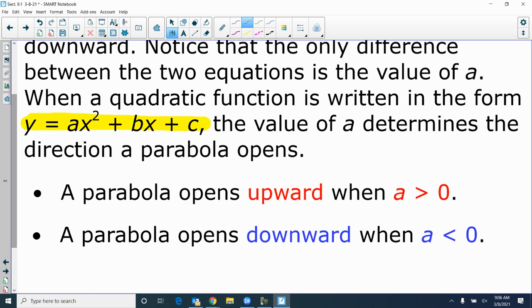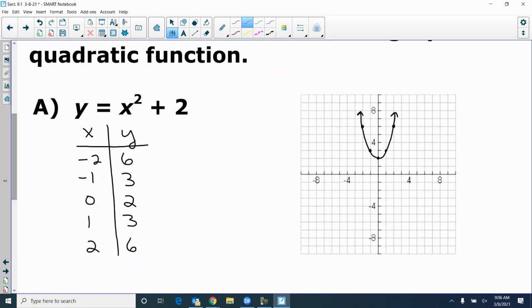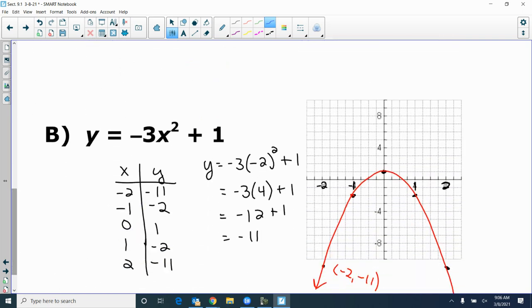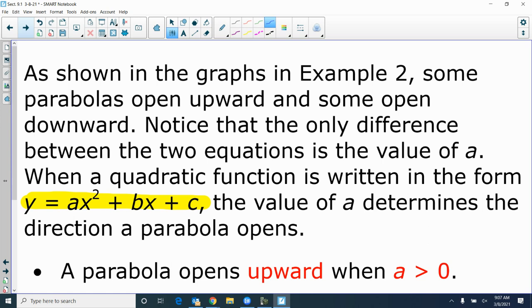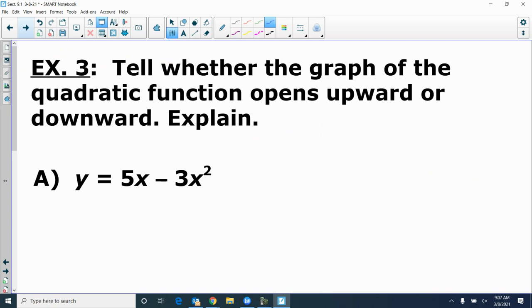So a parabola opens upward when A is greater than 0, positive. A parabola opens down when A is less than 0. Only when y is by itself, which these equations are. So if this is just a positive x squared, it's going to open up automatically. If it's a negative x squared, it's going to open down. We should know that ahead of time before we graph it. And if it doesn't open up or down according to what it should, we've got to double check our points. That sign is what tells us whether it opens up or opens down, whether that is positive or negative.